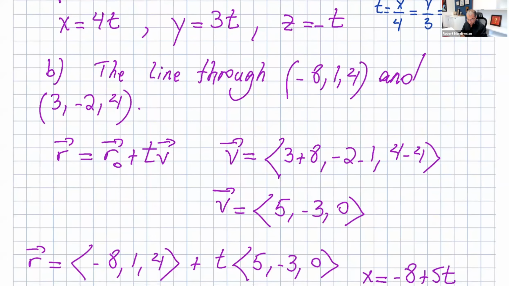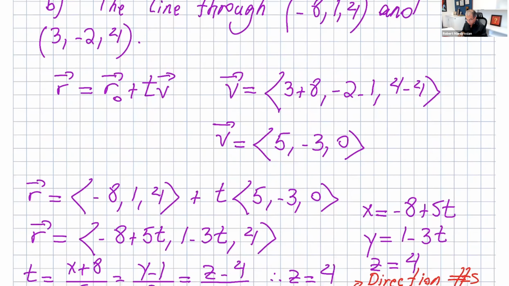The second example is the line through two points. We kind of saw that already, but let's go ahead and work on this again. So we have two points on the line, and what we want to find is the components of v. We know v is parallel to the line, so to find those components, we can do 3 minus negative 8, which is 3 plus 8, negative 2 minus 1 right here, and 4 minus 4. If you do that, you get 5, negative 3, and 0.